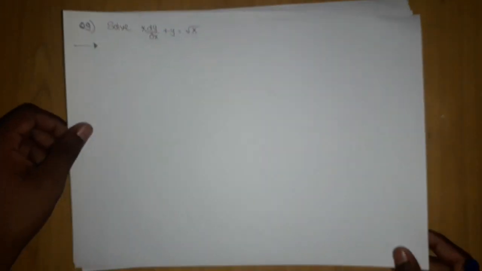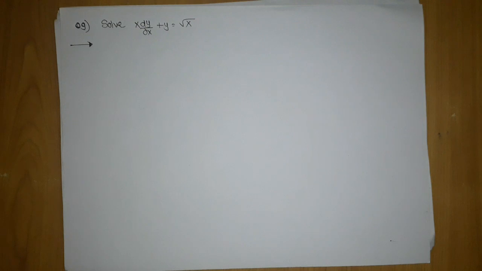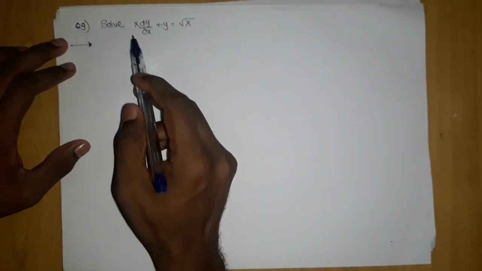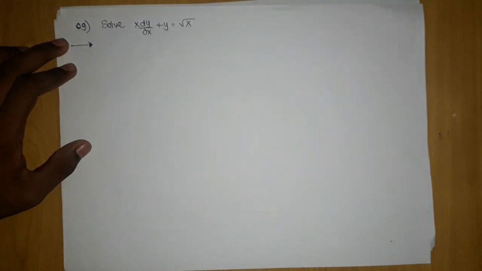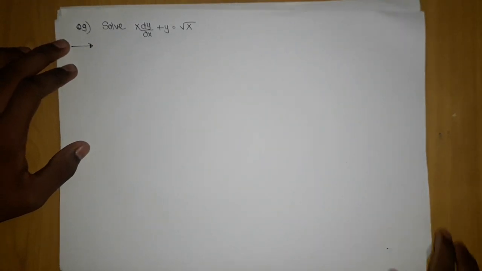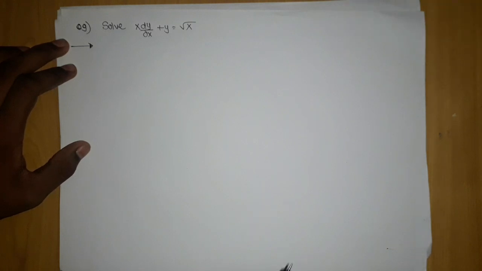The next question we are going to take is question number 9, which says x into dy/dx plus y equals under root x. The twist they have given here is that they have not made the coefficient of dy/dx 1. Always remember, as I mentioned when teaching first order linear differential equations, the most crucial condition is that the coefficient of dy/dx or dx/dy should be 1.